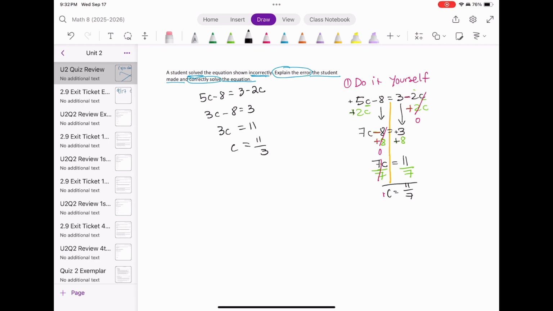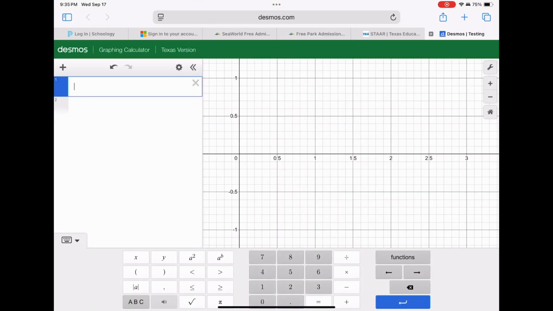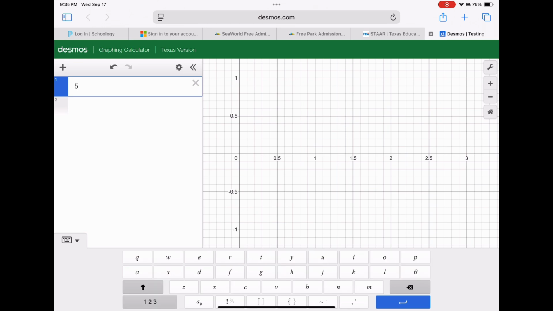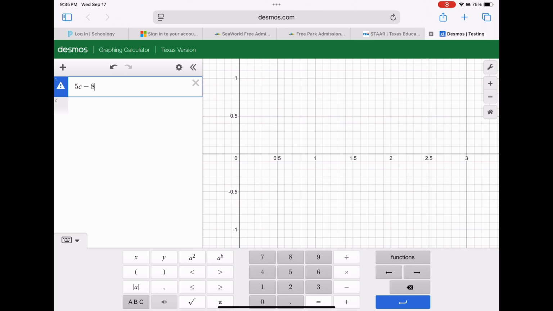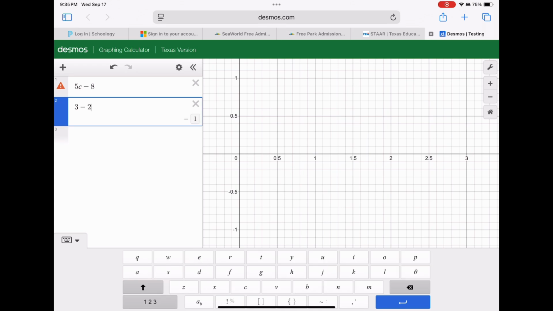Now, before I call it a day, I'm going to go check in Desmos. You can always check in Desmos. How can we check in Desmos? Well, you have an equation. So we're going to write the left side of the equation, the first expression on the first line, and the second expression on the bottom line. So I'm writing 5c minus 8, and then the right side underneath, 3 minus 2c.